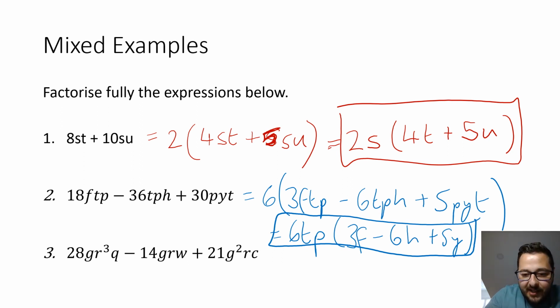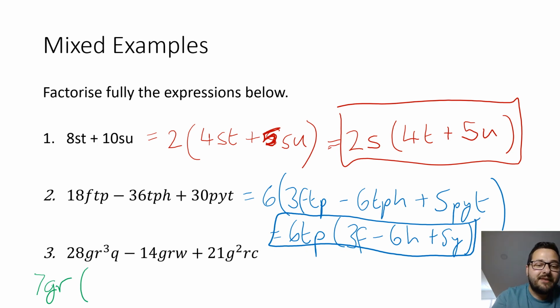Okay, and then finally, we're just going to have a go at this one. 28GR cubed Q minus 14GRW plus 21G squared RC. Okay, so these are all in the 7 times table, so I can definitely pull out a 7. And why don't we try doing both this time at the same time? In terms of letters, there's definitely a G in all of them, and there is an R in all of them as well. Okay, so let's divide everything by 7GR.